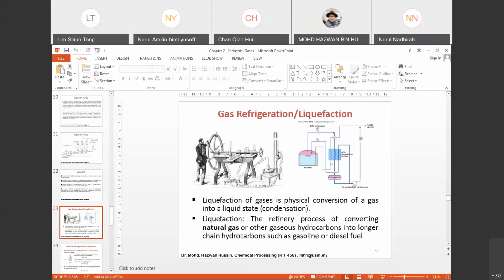So liquefaction of gas is basically a conversion of state from gas into liquid. This actually proceeds via the condensation process. That is the definition of liquefaction. Meanwhile, the detailed definition of liquefaction is the refinery process of converting natural gas or other gaseous hydrocarbons into longer chain hydrocarbons such as gasoline or diesel fuel. So this is where liquefaction applies.